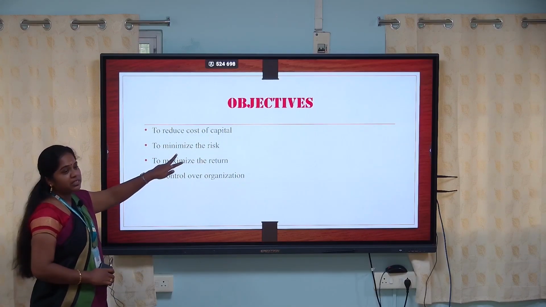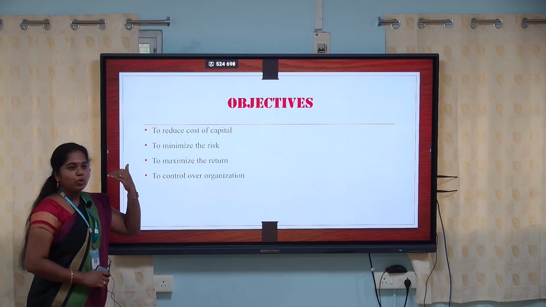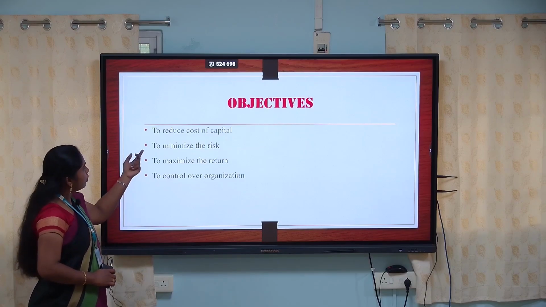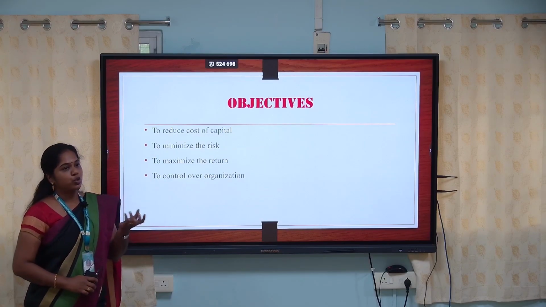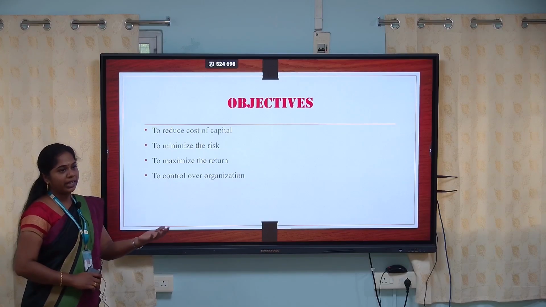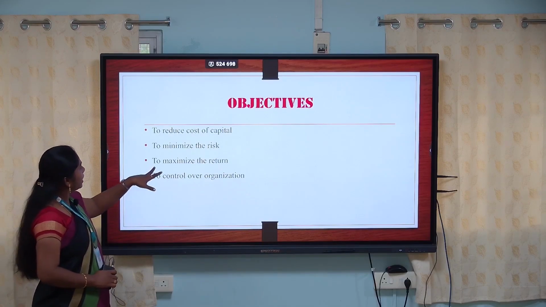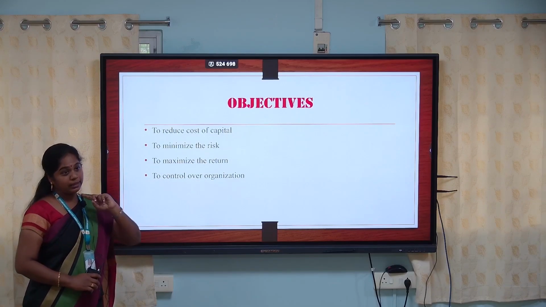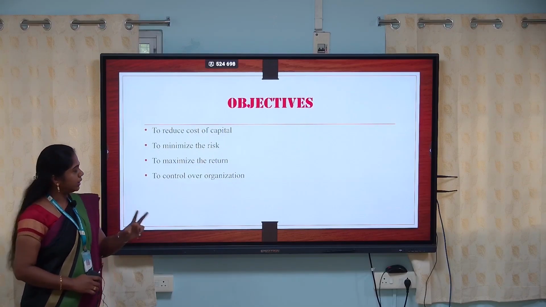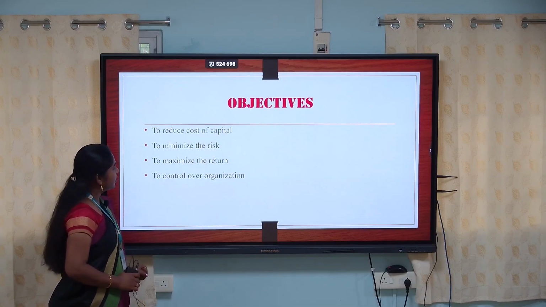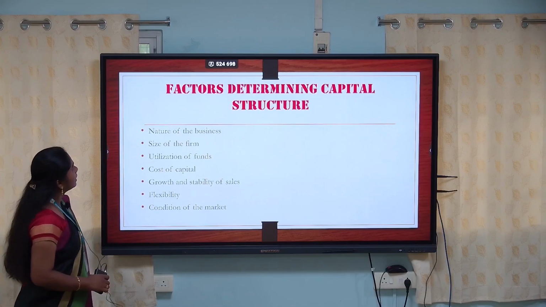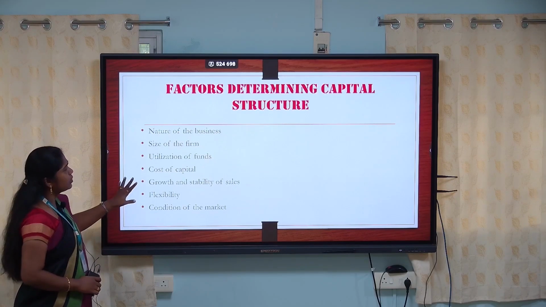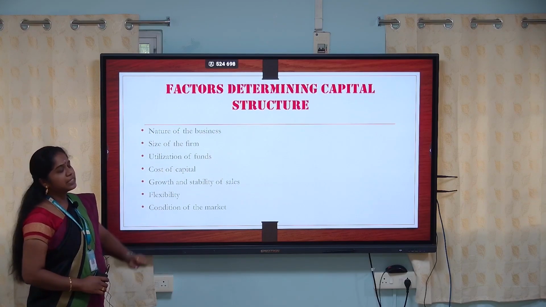And coming to that, minimize the risk. Debenture is one of the less risky options while forming a capital. So likewise, whichever source is giving less risk, that we have to take as a fund in a capital. And coming to that, to maximize the return. Any kind of action, at last we will think about getting maximum return. That is also one of the objectives here. And the last one is to control over the organization. And coming to that, next is factors determining capital structure. And all this is very important in influencing a capital structure.